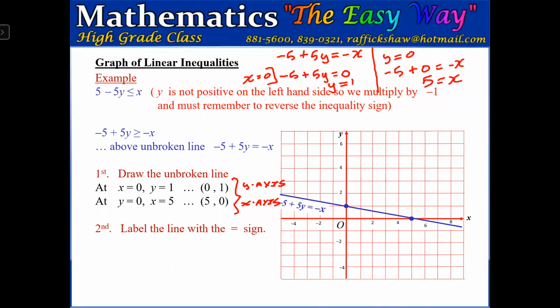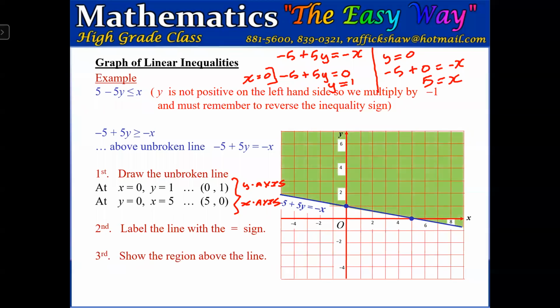And then we'll shade above the line. Shade the region above the line. See there? And that's my region, above the line. Very good? And that's how you do one. Yes, simple as that. That's how you do it. All right?